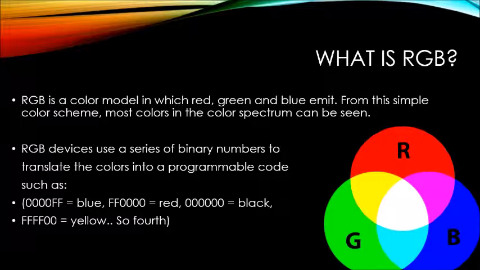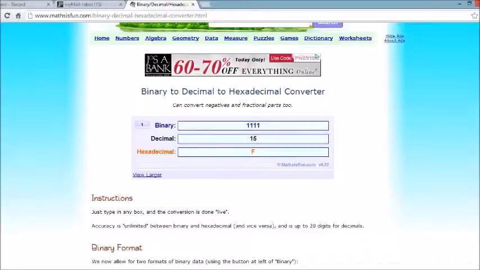RGB is a color model in which red, green, and blue light is emitted. It is a simple color scheme from which most colors in the color spectrum can be seen, essentially every color besides black. Now we're going to be talking about how this actually works. RGB is used by a series of binary numbers that translate into colors through programmable code. This is done by a series of binary and hexadecimal numbers.